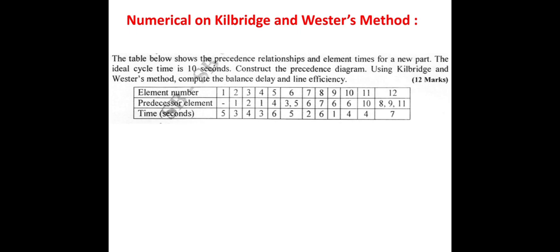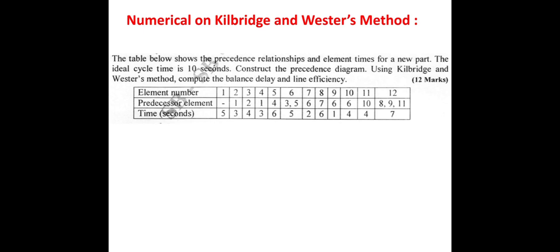So doing these steps, we need to assign all the elements to the workstations. Now let us go to the numerical. This is also taken from a previous year question paper, which was asked for 12 marks. The problem definition is: the table below shows the precedence relationships and element times for a new part. The ideal cycle time is 10 seconds.